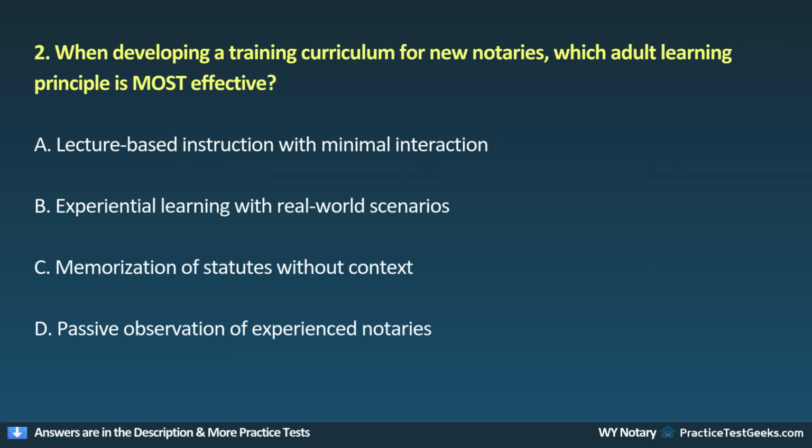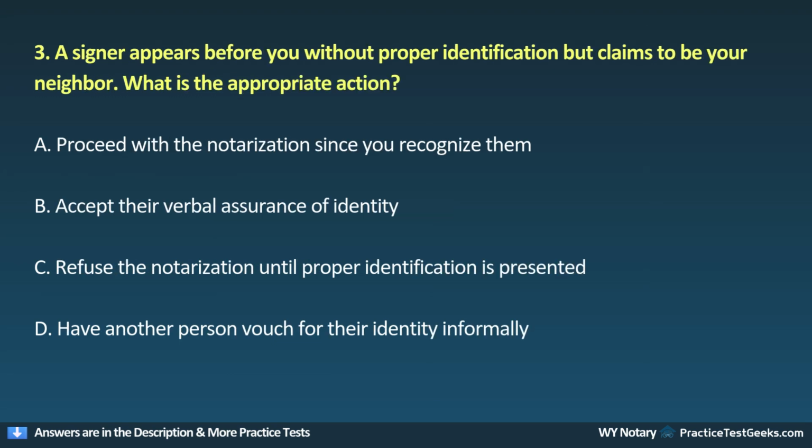2. When developing a training curriculum for new notaries, which adult learning principle is most effective? A. Lecture-based instruction with minimal interaction. B. Experiential learning with real-world scenarios. C. Memorization of statutes without context. D. Passive observation of experienced notaries.